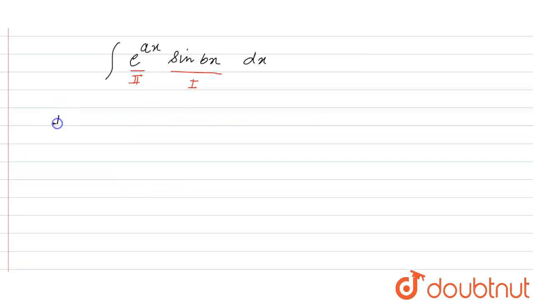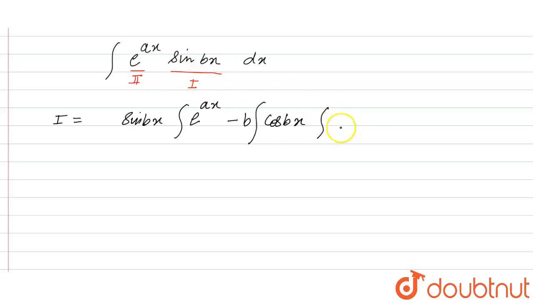We have this is I. So first as it is, sine bx as it is, into the integration of the second, that is the integration of e raised to power ax, minus the integral of the differentiation of first, that is cos of bx into b, with b outside, into the integration of second, that is the integration of e raised to power ax dx.